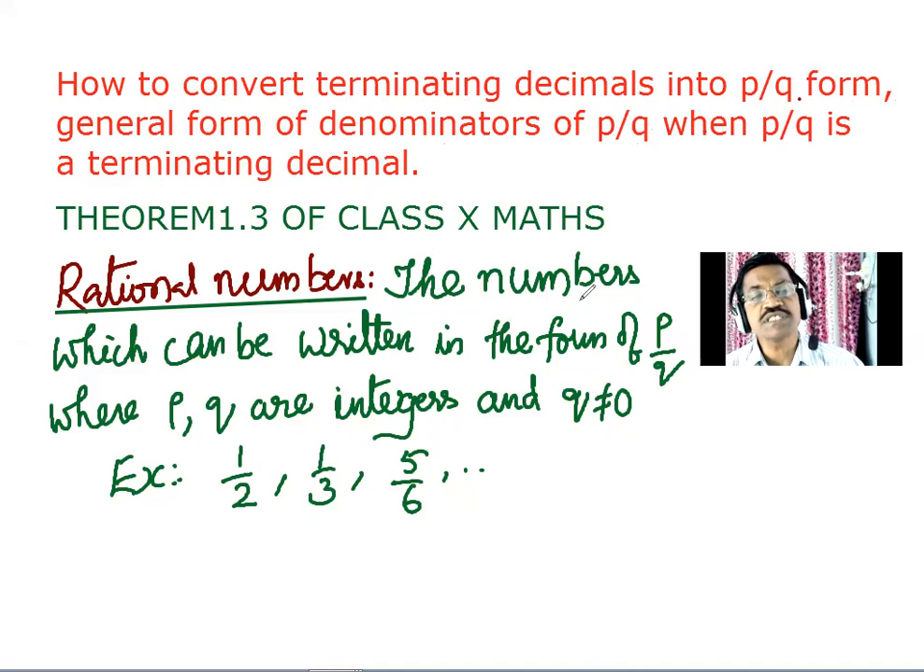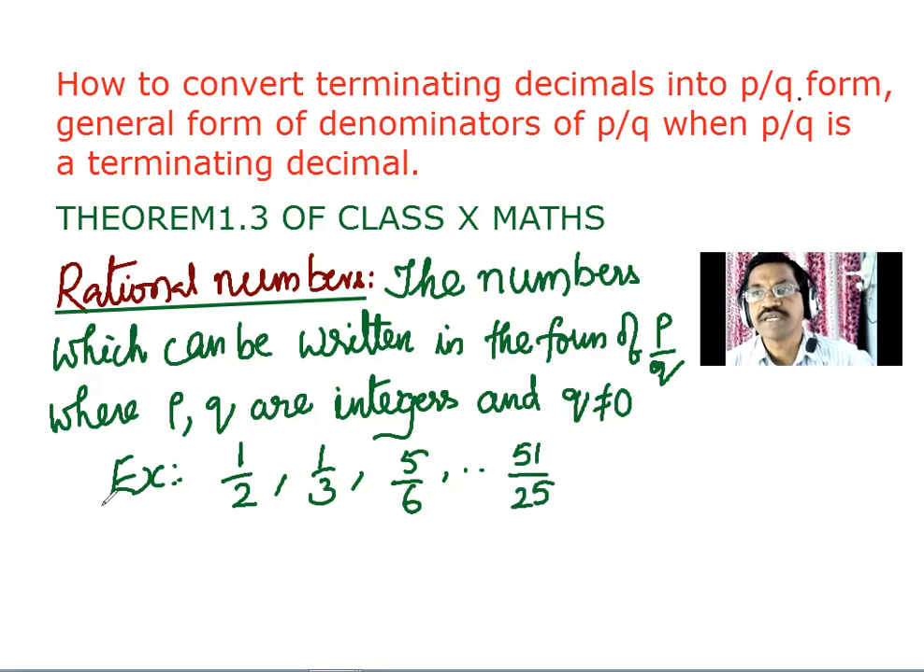The numbers which can be written in the form of p by q are called rational numbers, where p, q are integers. Integers means the numbers may be positive or negative numbers or 0, but q not equal to 0. You can take any p, q numbers from integers, except q should not equal 0. For example, 1 by 2, 1 by 3, 5 by 6, all these numbers are called rational numbers. They can be written in the form of p by q.